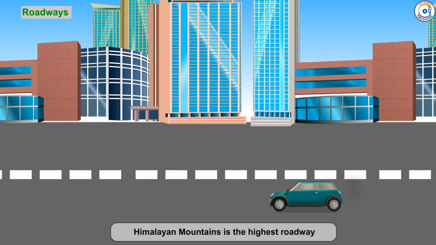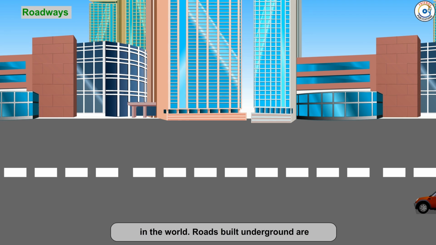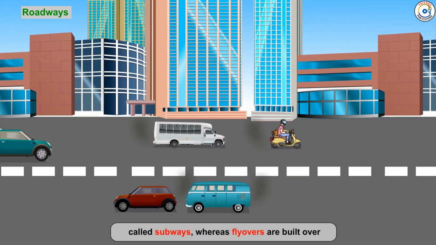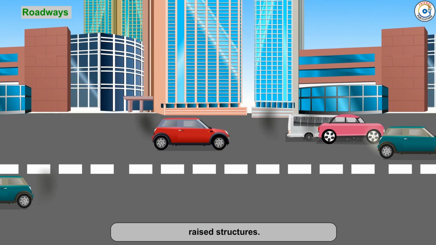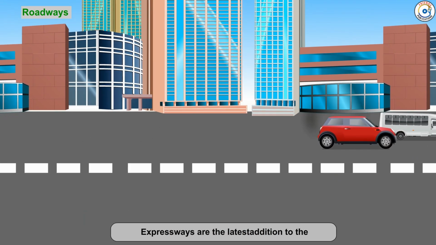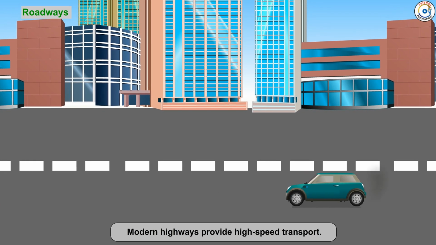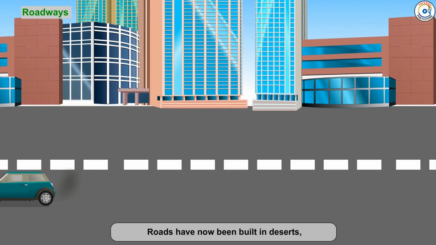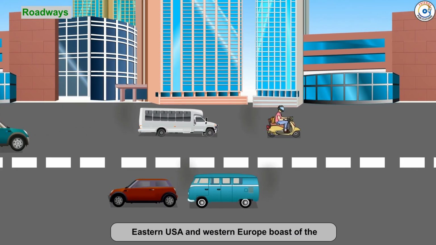Manali-Leh Highway in the Himalayan mountains is the highest roadway in the world. Roads built underground are called subways, whereas flyovers are built over raised structures. Expressways are latest addition to the Indian road network. Modern highways provide high-speed transport. Roads have now been built in deserts, forests and mountains.